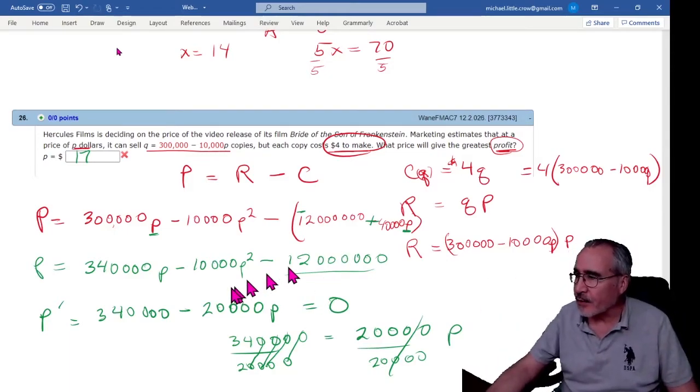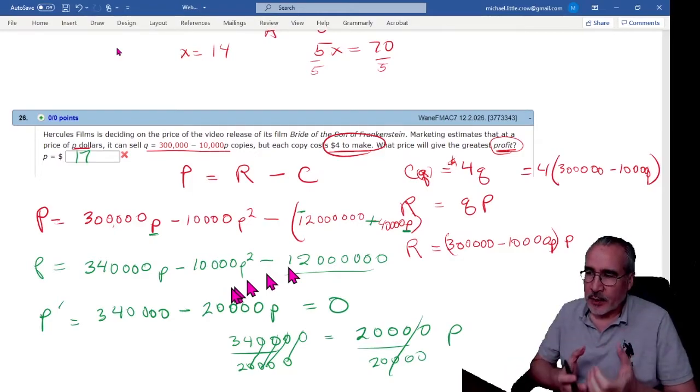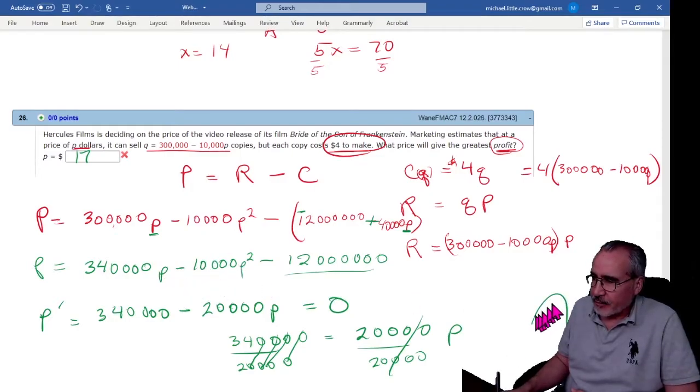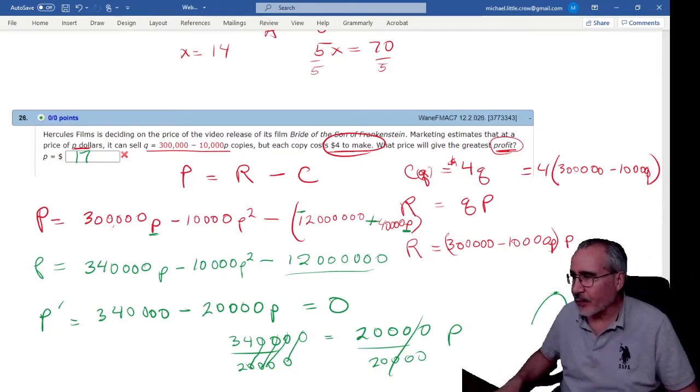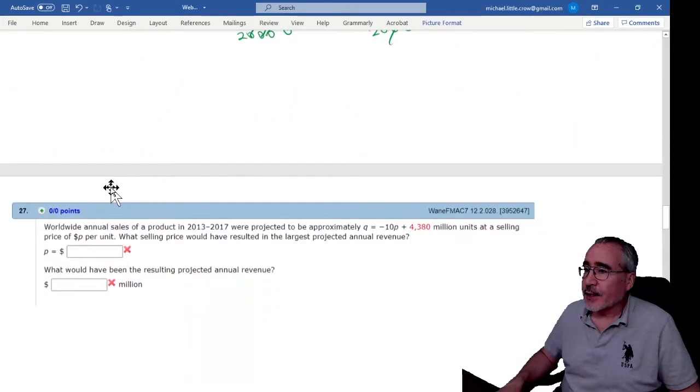Anyway, this is how we can use the derivative. When the derivative is equal to 0, we get a minimum or a maximum. And in this case, we know it's a maximum because it's a quadratic with a negative coefficient, so it opens concave down. So we know that the vertex is going to give us our maximum.